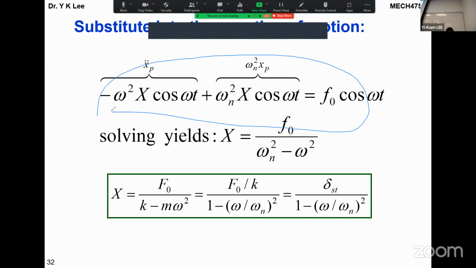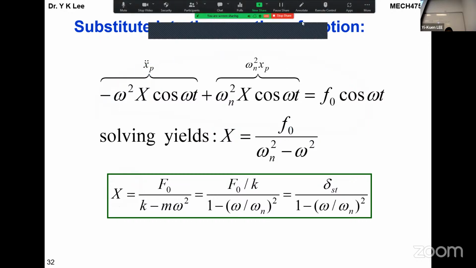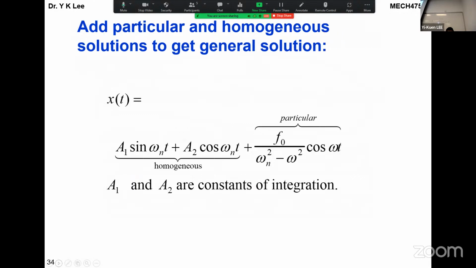So basically, this becomes a linear algebraic equation, right? And then we solve for the unknown x, which is related to the normalized input-output response and normalized frequency. Okay, so that is quite important for all of you to appreciate this result. In general, we have two parts, homogeneous and particular. This is the free vibration. This is the forced vibration.